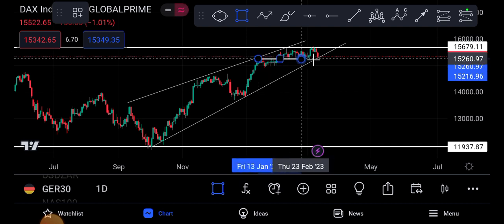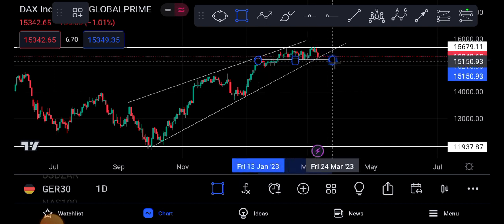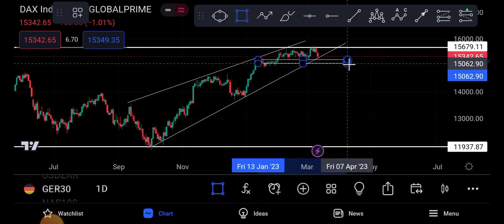So this level right here is very strong, guys. Very, very strong. As you can see, this is where we were ranging for the longest time.